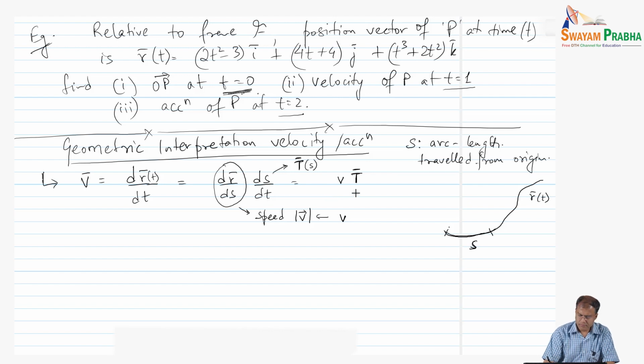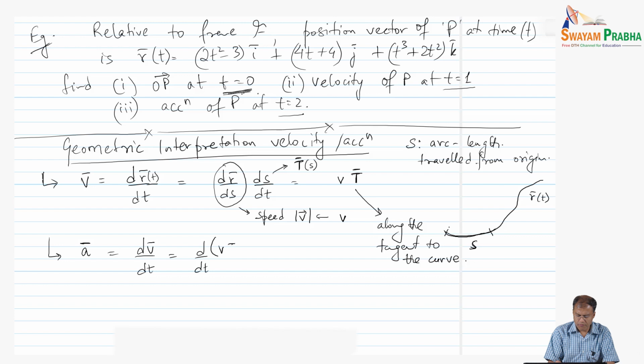And then the acceleration a is dv/dt, which is d/dt of v times T. We have just plugged in the formula for velocity here, and this is going to be dv/dt times T plus v times dT/dt, using the product rule.